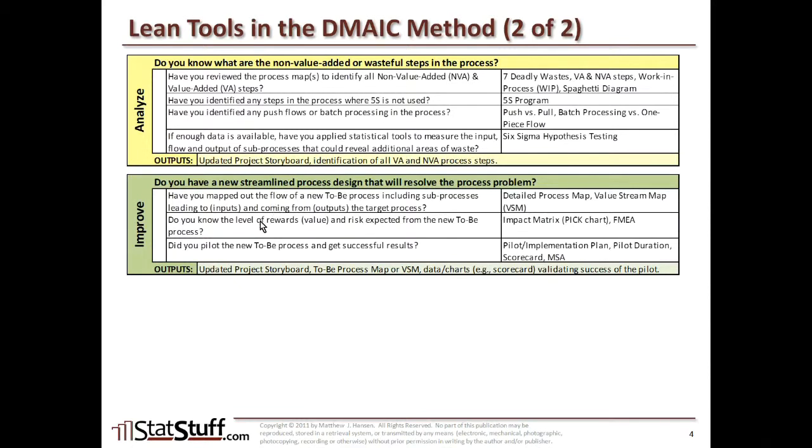And next, do you know the level of rewards, that is the value, as well as the risk that should be expected from this new 2B process? If you're not sure, then you might want to use an impact matrix or something like an EPIC chart or an FMEA, something that can help you in identifying what those potential rewards and risks are for this new 2B process.